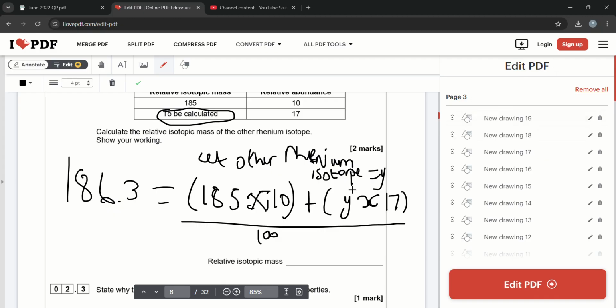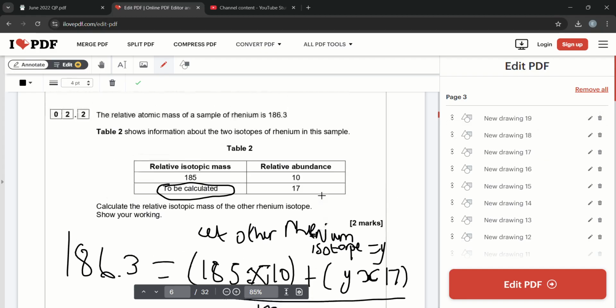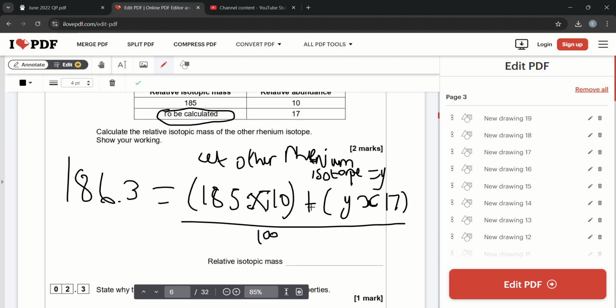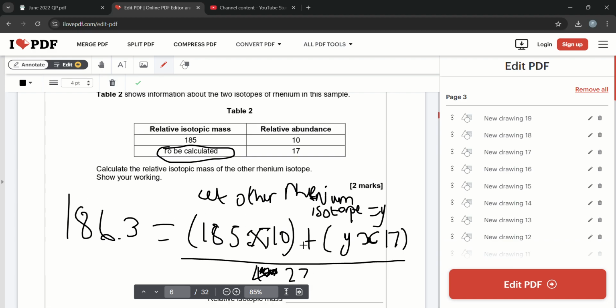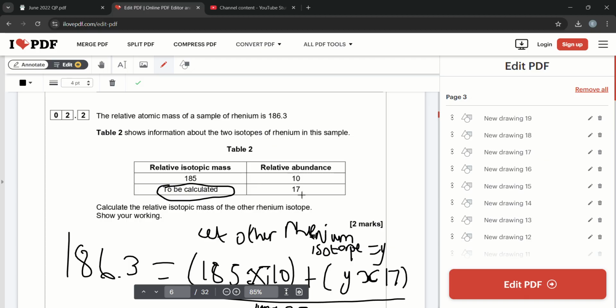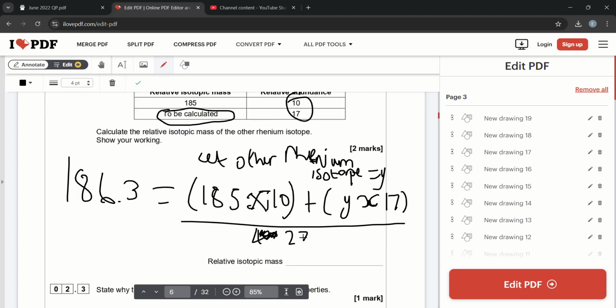plus y times 17 over 100. Actually, it's not going to be over 100. It's going to be over 27. I think it's not saying percentage. Anyway, it's going to be 10 plus 17, which is 27. So don't always assume it's 100, like I just did.